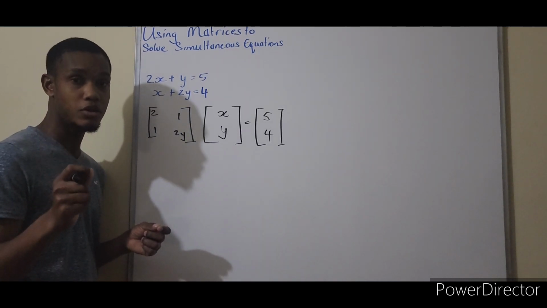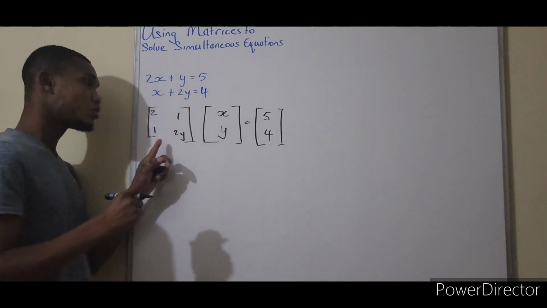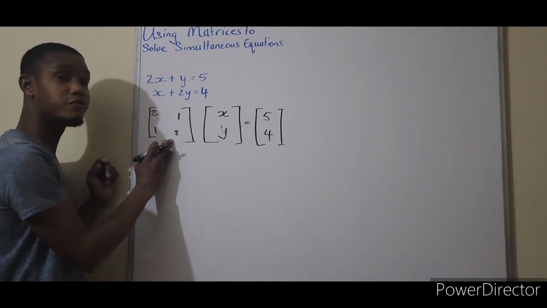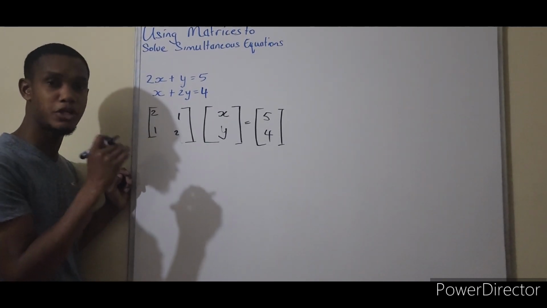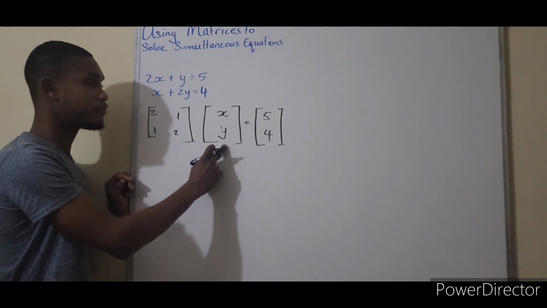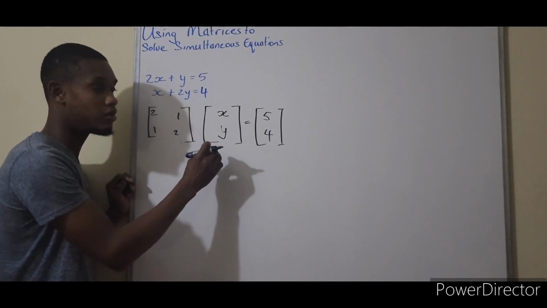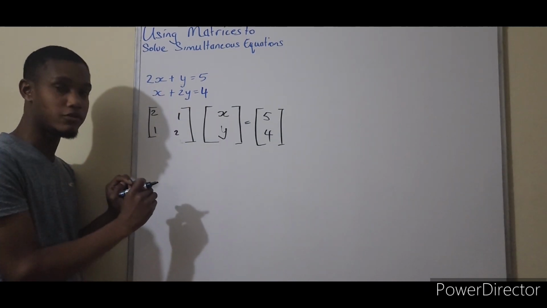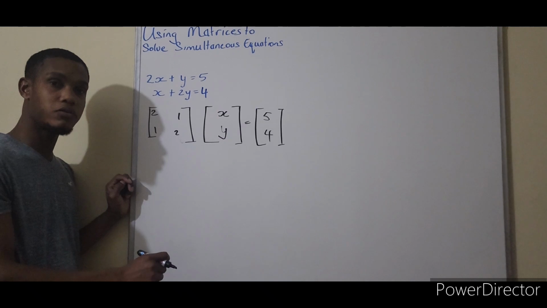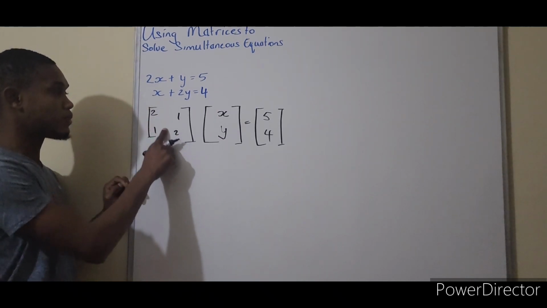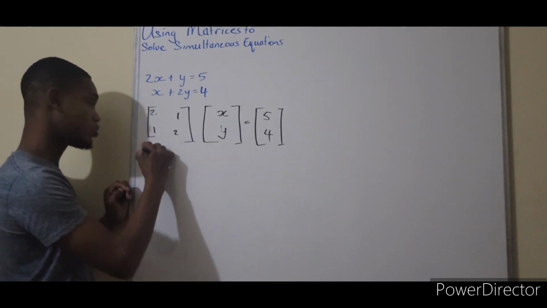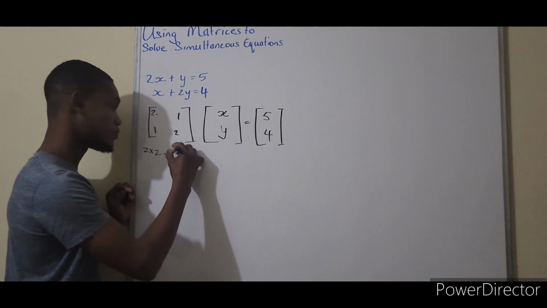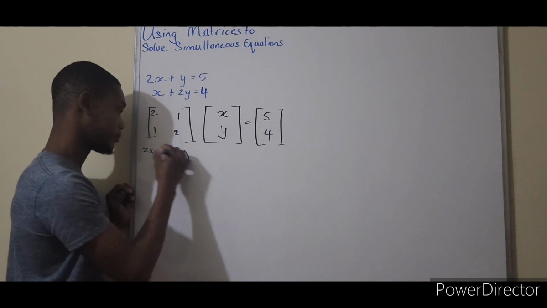The second step, rather, is to find the inverse of this matrix. Whatever matrix is on the same side of the equal sign as the variables, you'll have to find the inverse of that. So this is the matrix that you'll have to find the inverse of. Finding the inverse requires you to multiply the leading diagonal, that would be 2 times 2, minus the other diagonal, so that's minus 1 times 1.